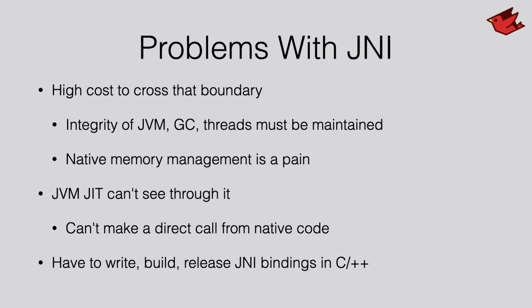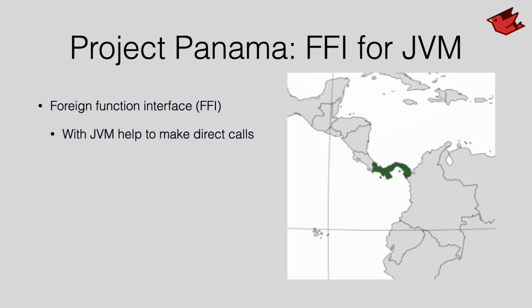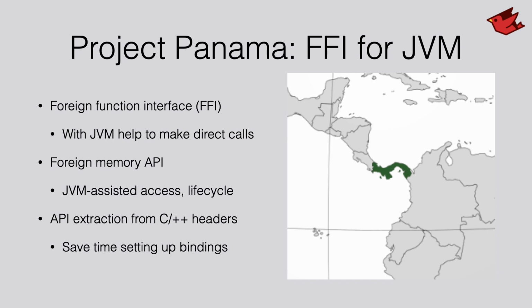So here to the rescue is Project Panama. Project Panama is an OpenJDK project that brings a native foreign function interface to the JVM. So we have our FFI for calling down into libraries and making direct calls to C functions. We have a foreign memory API that optimizes calls from Ruby code or JVM code into the native heap, into native objects, so that can run much faster and have a well-managed life cycle. And it also comes with an interesting tool for extracting code from C and C++ headers.